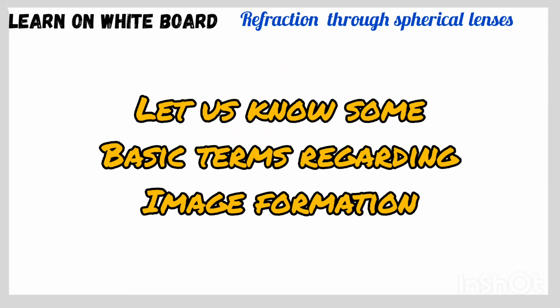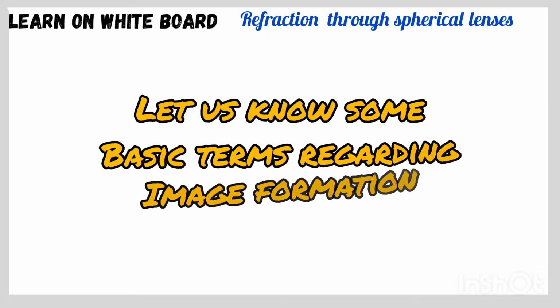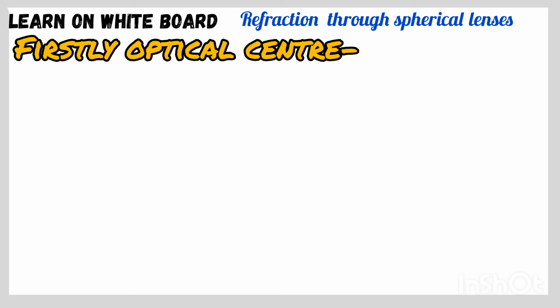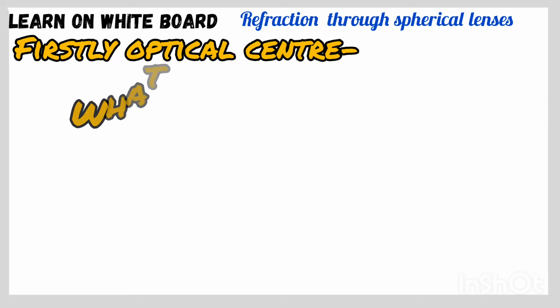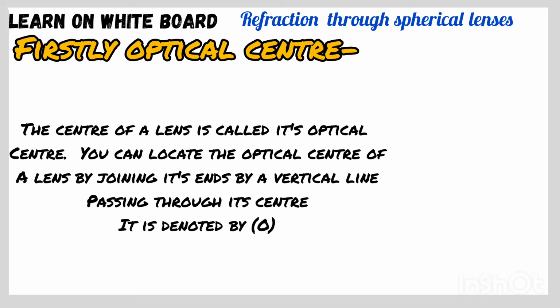Let us know some basic terms regarding image formation. Firstly, optical center. What is this? The center of a lens is called its optical center. You can locate the optical center of a lens by joining its ends by a vertical line passing through its center. It is denoted by O.